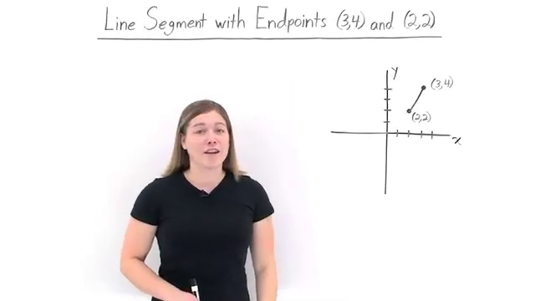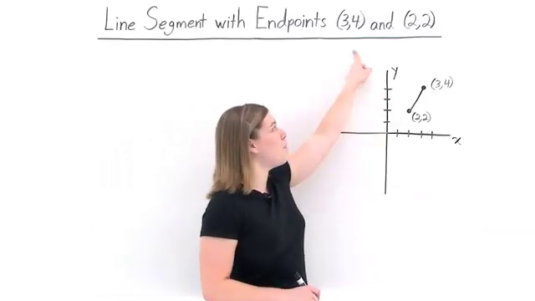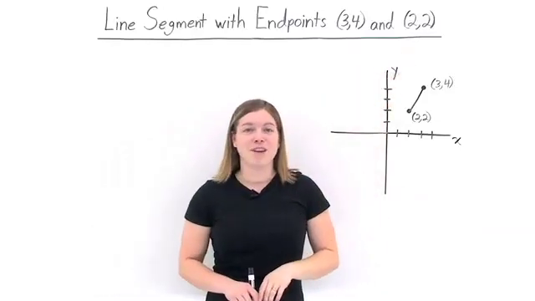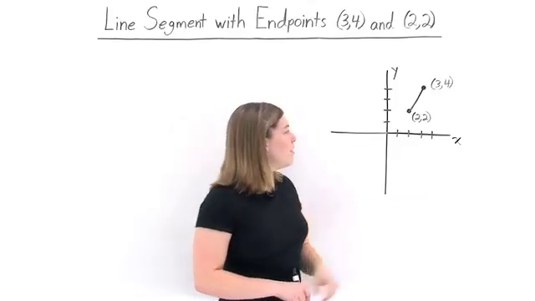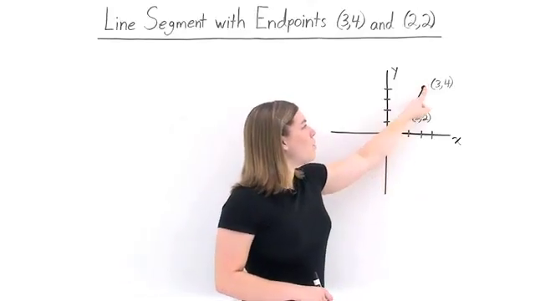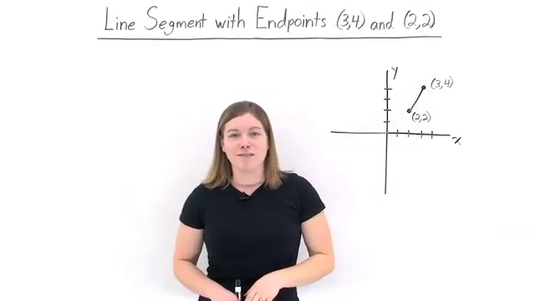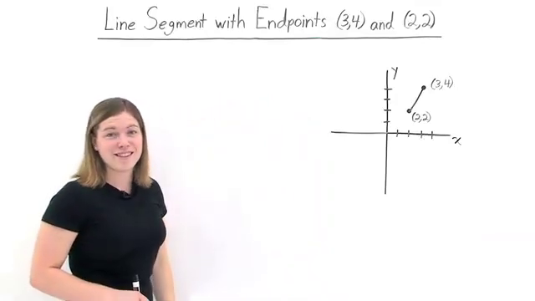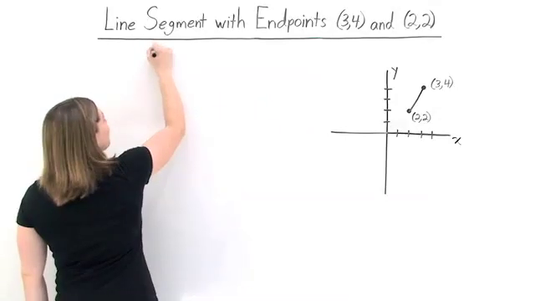How do we find the length of a line segment with endpoints (3, 4) and (2, 2)? Well, let's look at the graph of these endpoints. We have our two endpoints, and we're looking for the length of this line segment. In other words, we're looking for the distance. This sounds like a job for the distance formula.